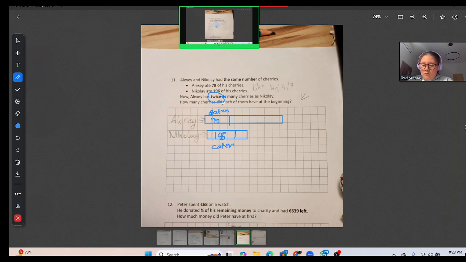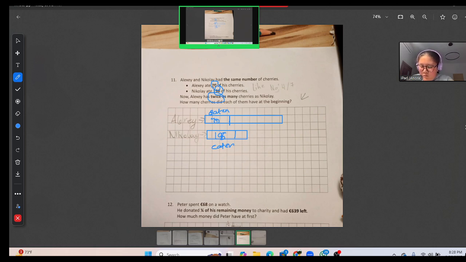Okay. I forgot to read. There is one more thing given in the question. It says Alexei and Nicole had the same number of cherries. Alexei ate this much, Nicole ate this much. Now they have this much. So in the starting they have the same number of cherries.